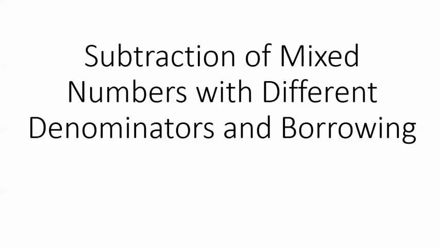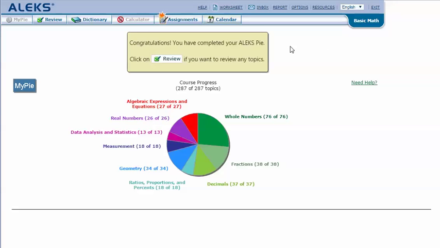Subtraction of mixed numbers with different denominators and borrowing. In your ALEKS pie, mouse over the green slice, Fractions, to reveal the drop-down list of topics you need to cover. Click on Subtraction of mixed numbers with different denominators and borrowing.